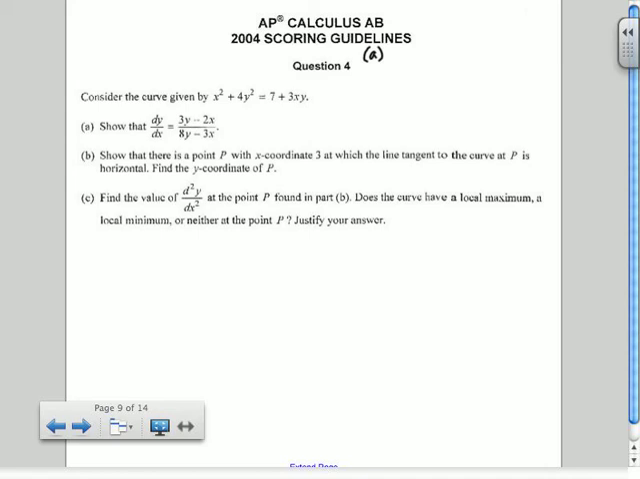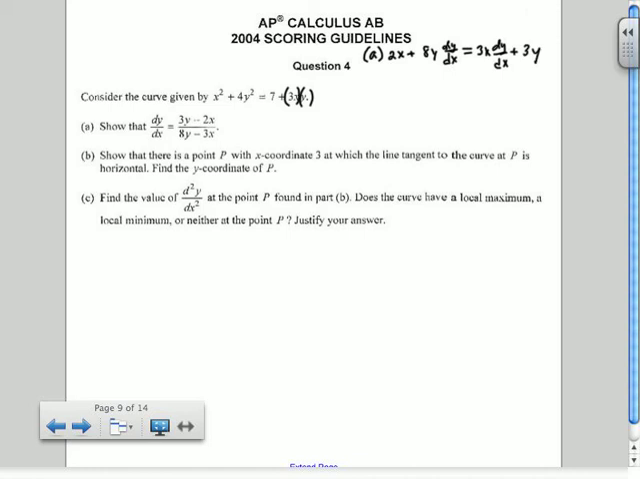Okay, so when I differentiate implicitly, I get 2x plus 8y times dy over dx. Remember, whenever you take the derivative of a y, you need to write dy over dx because you're taking it in terms of x, equals 0. And then I have the product rule, so I'm going to have 3x dy over dx plus 3 and then y.